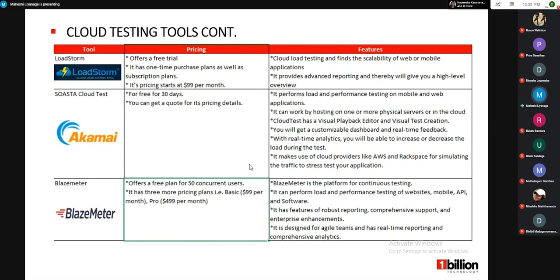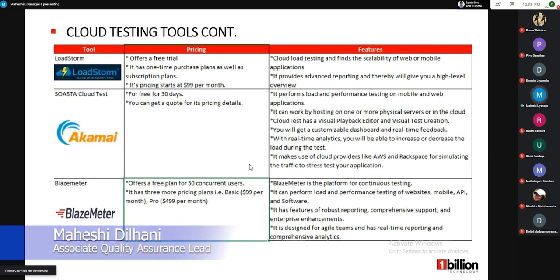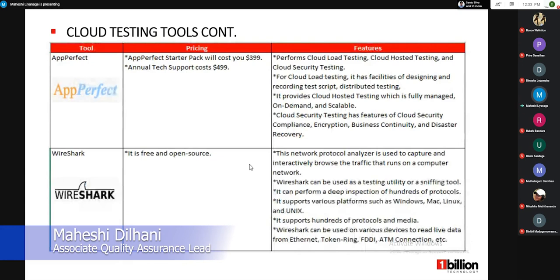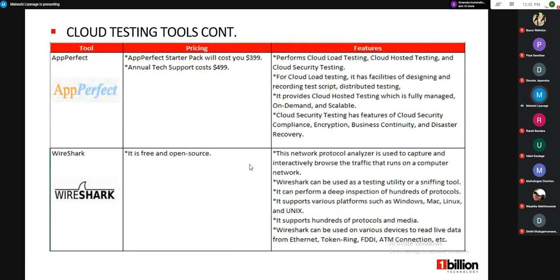Then we have BlazeMeter. It will offer a free plan for 50 concurrent users. And this is also for load and performance. And then we have AppPerfect and Wireshark. Those two are mainly for security testing, cloud security. And the AppPerfect starter pack will be $399. And that is for cloud load testing, cloud hosted testing, and cloud security testing. And Wireshark, it's a free and open source tool, and it supports hundreds of protocols and media.